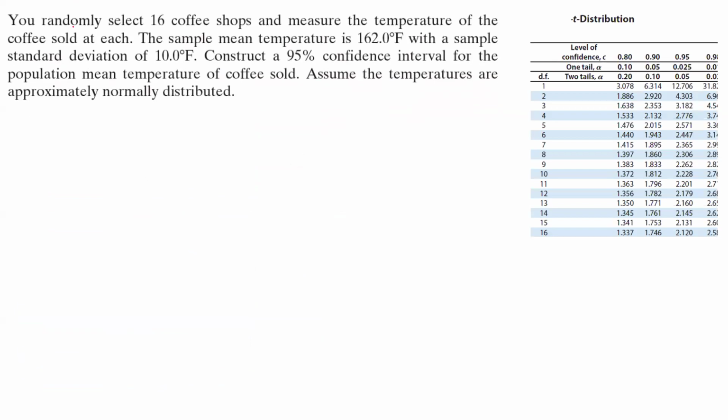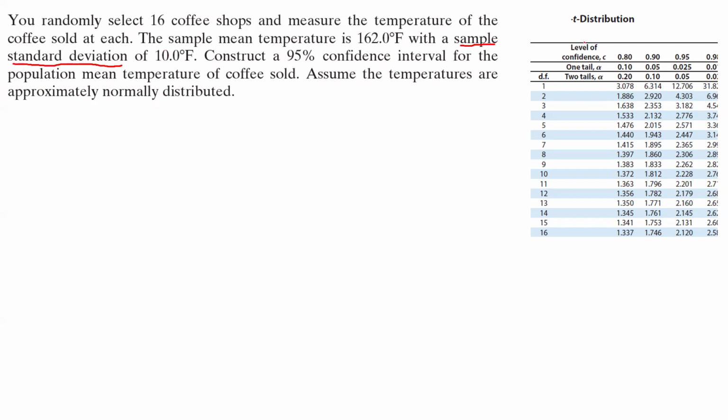For example, you randomly select 16 coffee shops and measure the temperature of the coffee sold at each. The sample mean temperature is 162 degrees Fahrenheit with a sample standard deviation of 10 degrees Fahrenheit. Construct a 95% confidence interval for the population mean temperature of coffee sold, and assume that the temperatures are approximately normally distributed. Please note that we don't have the population standard deviation. We only have the sample standard deviation.